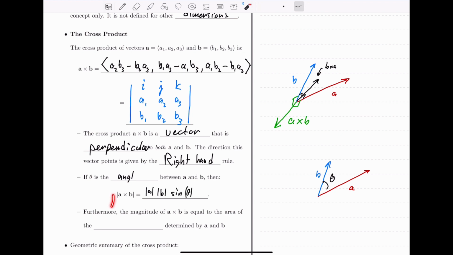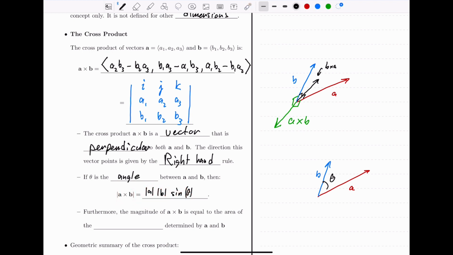We saw a very similar formula for dot product. The dot product of 2 vectors is the magnitude of A times the magnitude of B times the cosine of the angle between them. We have a very similar looking expression for the cross product. However, cross product is a vector. When we find the magnitude of A times the magnitude of B times the sine of the angle, this here is a scalar. So this scalar is equal to the magnitude of the cross product vector.